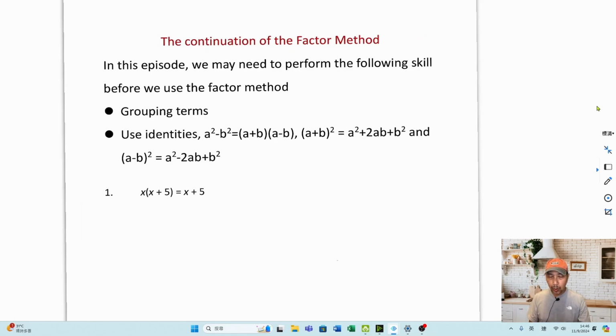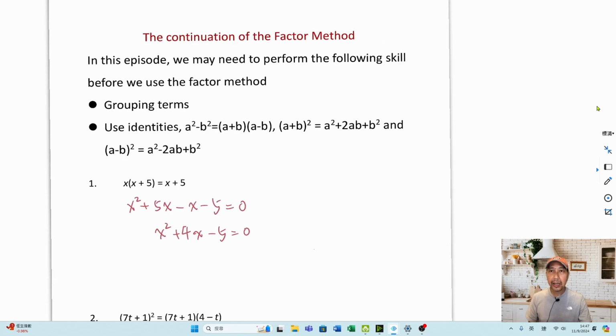On the left hand side is x times x plus 5. The other side is x plus 5. It's very simple. We just need to break the brackets and move all the things to the left hand side. x squared plus 5x minus x minus 5. When you move the right hand side to the left hand side, remember to change sign. Okay, it becomes x squared plus 4x minus 5 is 0.